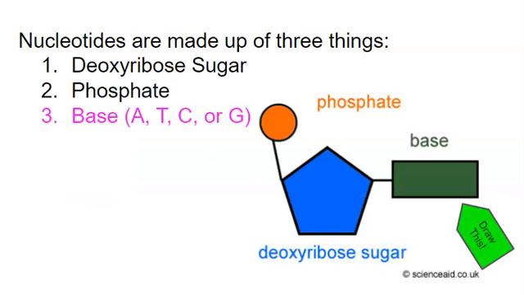The third thing that makes up a nucleotide is what we call a base. Now, a base can be the letter A, the letter T, the letter C, or the letter G. Just like how our Legos can be red or blue or yellow, these bases can be different colors as well. We usually draw the base as a rectangle, so make sure you draw that on your drawing and label it.